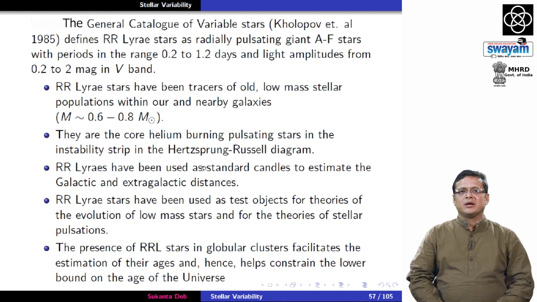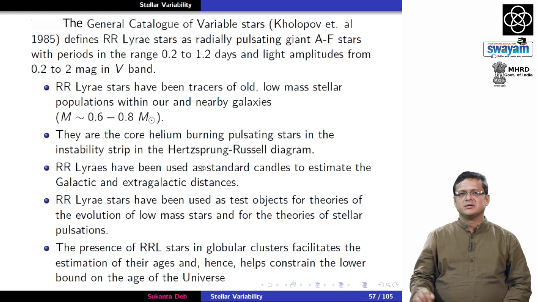The General Catalogue of Variable Stars defines RR Lyrae stars as radially pulsating giant A to F stars with periods in the range 0.2 to 1.2 days and light amplitudes from 0.2 to 2 mag in the V band. RR Lyrae stars have been tracers of old low mass stellar populations within our and nearby galaxies. Their masses range from 0.6 to 0.8 solar mass. They are the core helium burning pulsating stars in the instability strip in the Hertzsprung-Russell diagram.